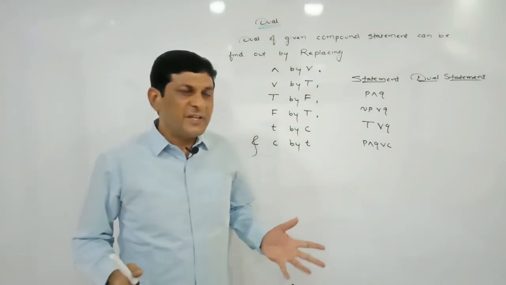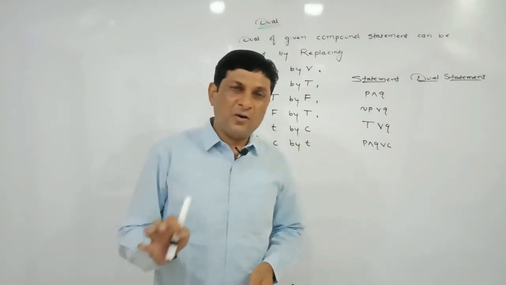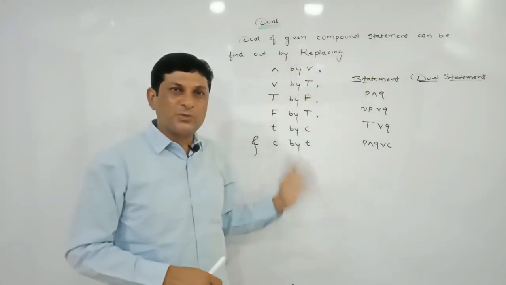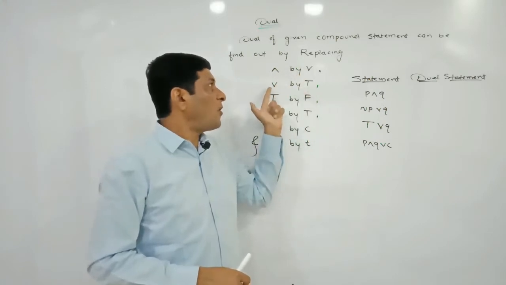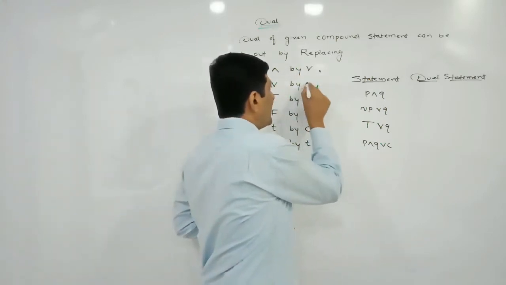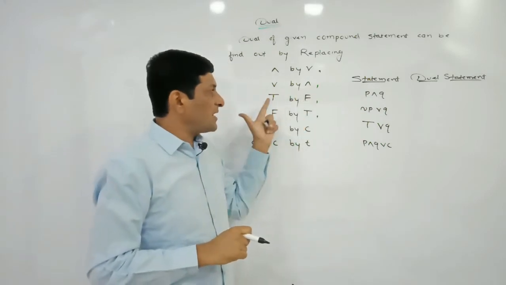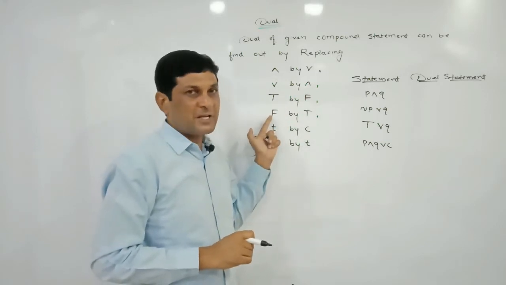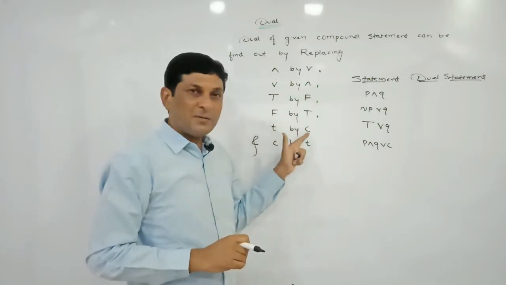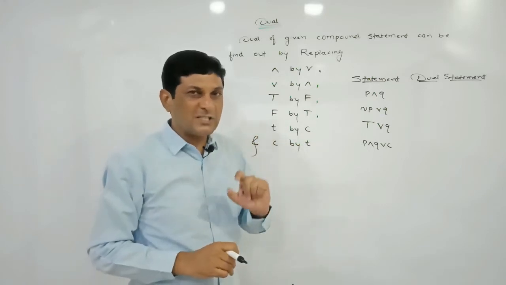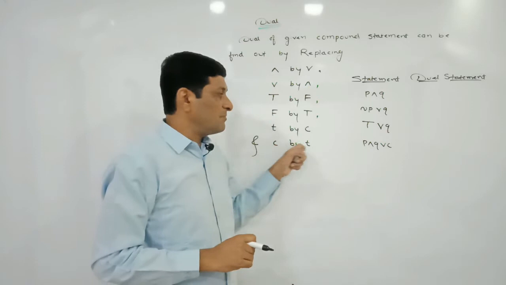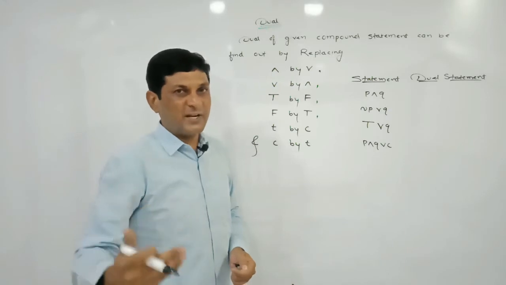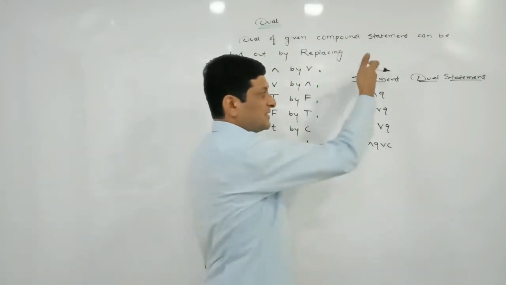See, some very simple rules are there to find the dual of a compound statement. If some compound statements are given to us, to find the dual, just simply use this rule. Replace and by or, or by and, capital T by capital F. Capital T means true, replace it by capital F, meaning false. In the same way, replace capital F by T. Replace small t by small c. Small t means tautology, small c means contradiction, and small c is replaced by small t. If we use these rules in the given compound statement, in short we are finding the dual of that compound statement. So let us consider an example.